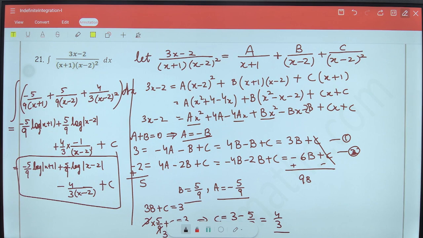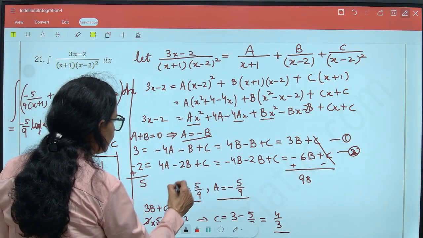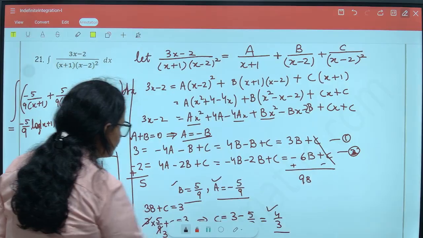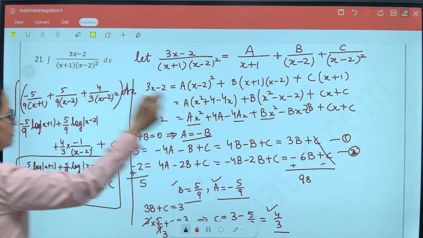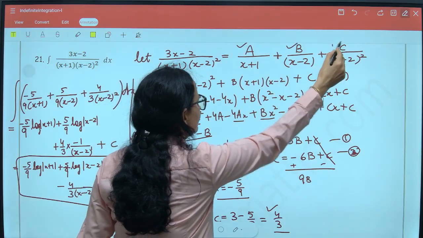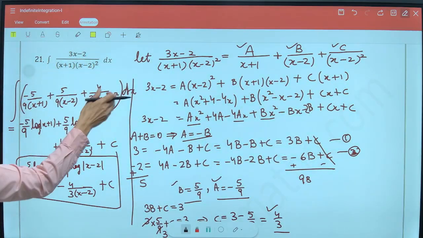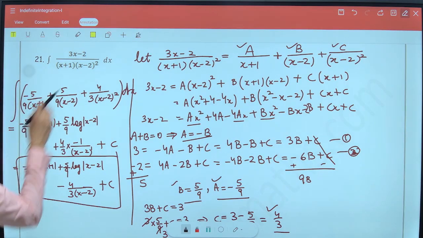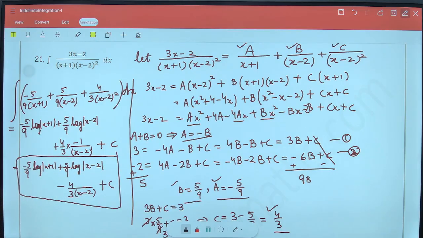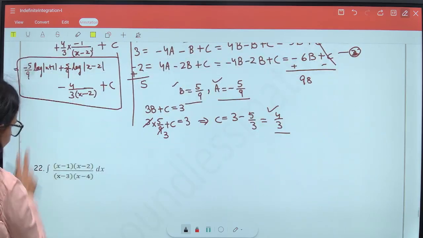Just equate the coefficients of x square, x and the constant term carefully and solve the linear equations so that you get correct values of a, b and c. Once you have the values of these three constants a, b and c, you can just put them in and the question breaks up into partial fractions, and then you can integrate each of these partial fractions and get the final answer. Hope you understood? Yes? Great. So let's move to the next question.